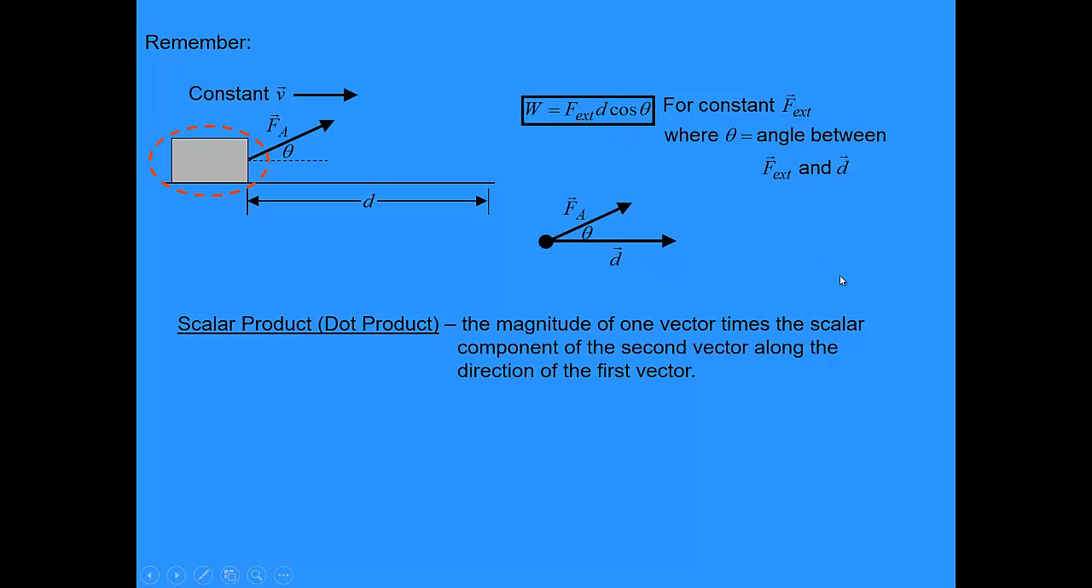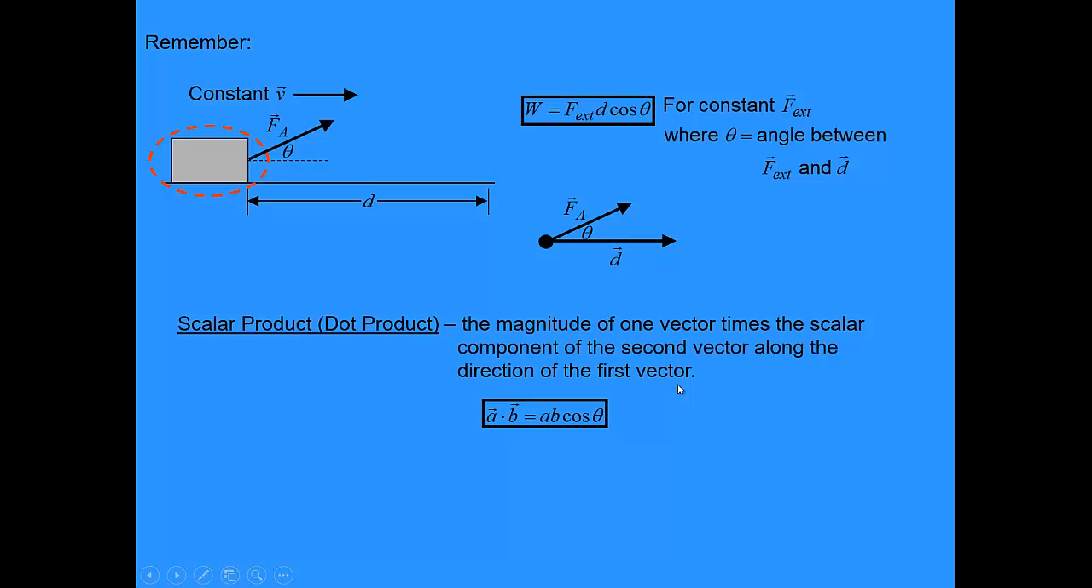There are many different places this pops up in nature. This is the first one we've seen. A scalar product is needed to completely define the work. So here's a little mathematical definition of what scalar product is. It's the magnitude of one vector, the size of one vector, times the scalar component of the other vector that's in the same direction as the first vector.